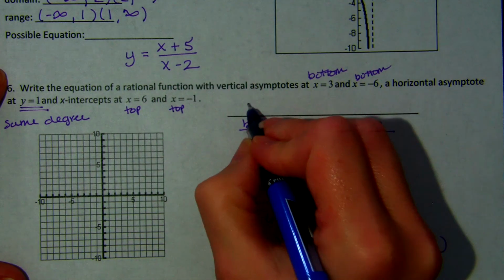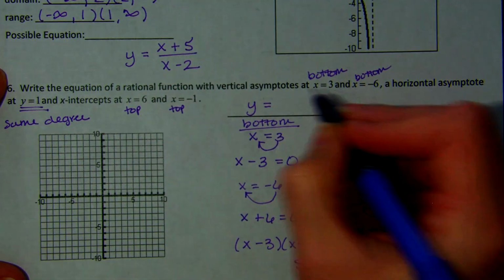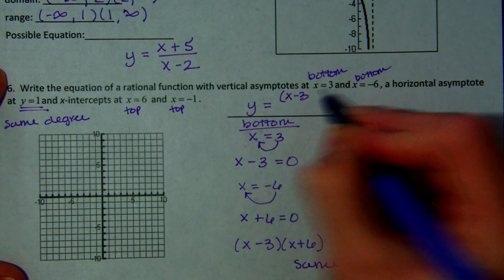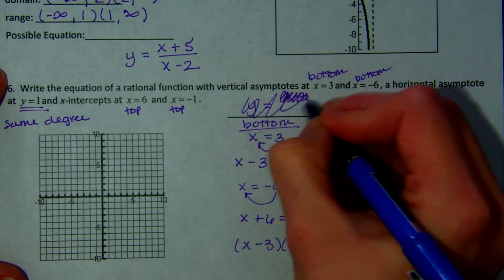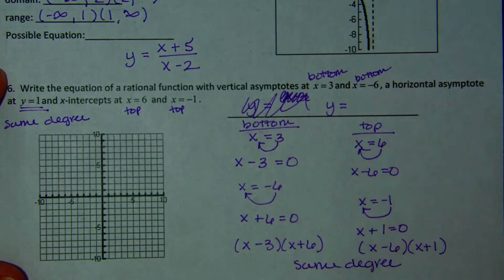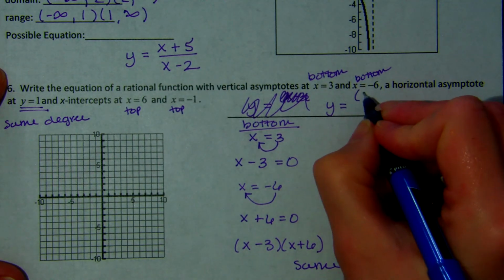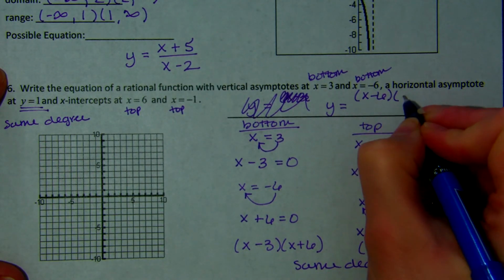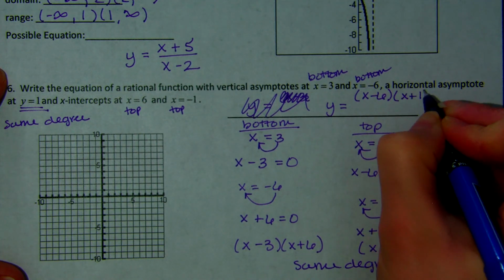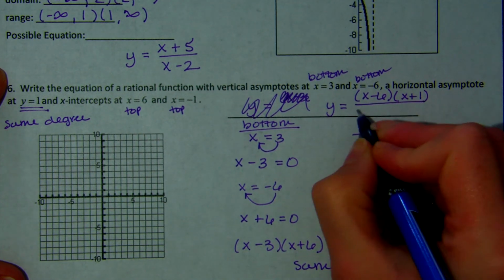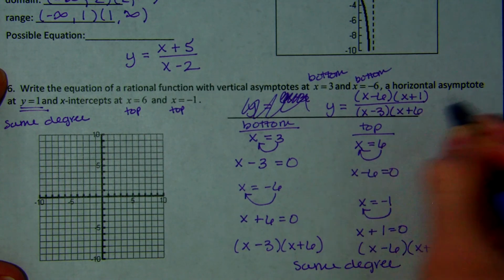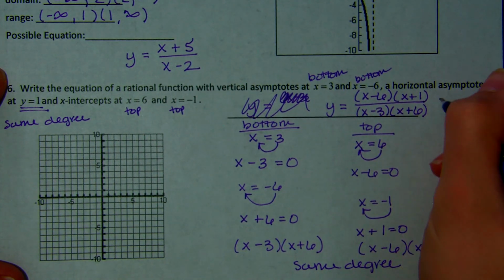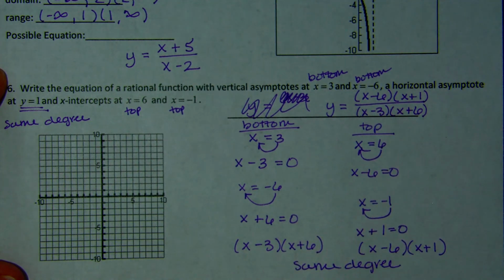And so the way this would look is y equals, and I would just leave it factored, x minus 3. Oh, y'all, that's the bottom. I'm about to start miswriting here. We'll start here. Y equals x minus 6 times x plus 1 over x minus 3 times x plus 6. This is your function. And that's as far as you have to get.